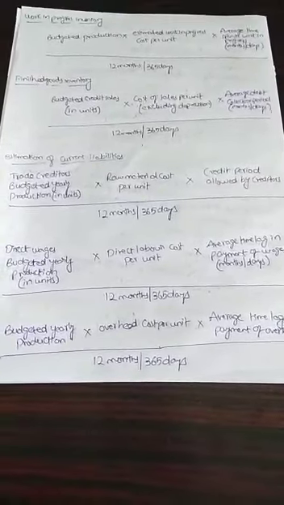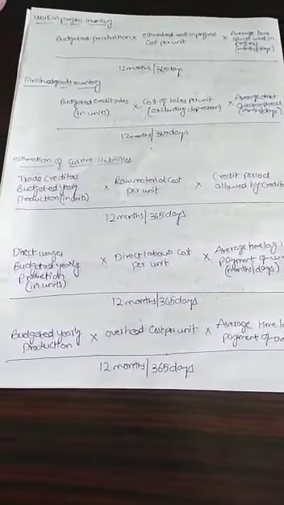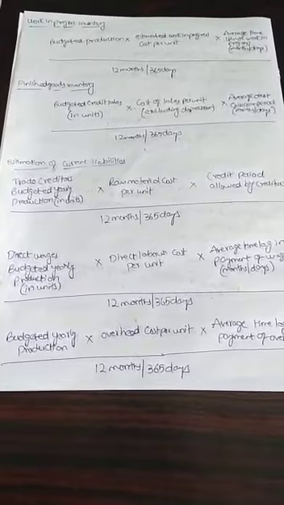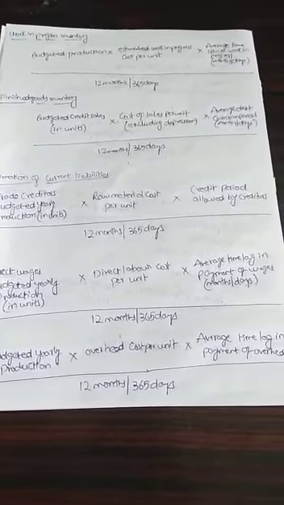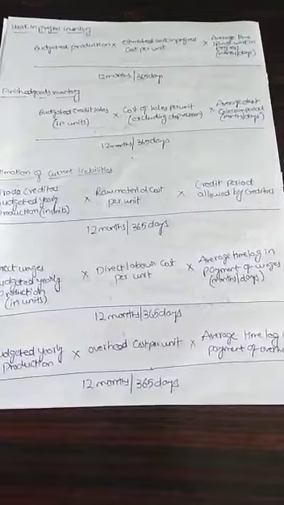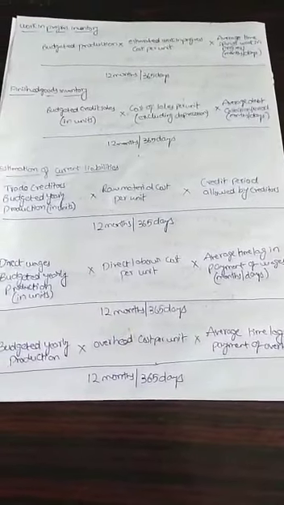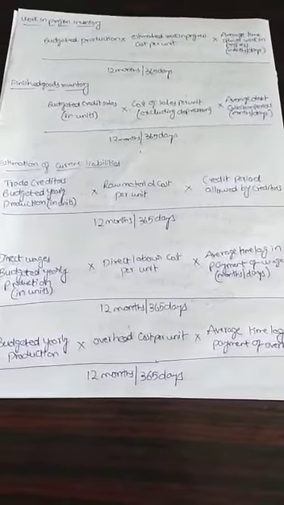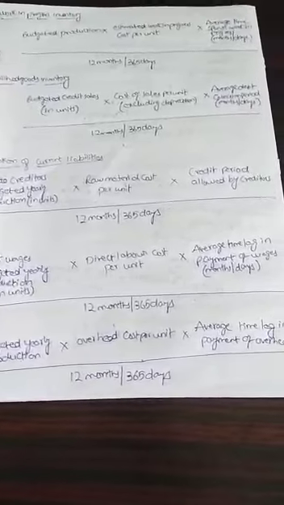And for overheads, the formula is budgeted yearly production into overhead cost per unit into average time lag in payment of overheads by 12 months or 365 days. In this way, you are going to estimate the current liabilities.